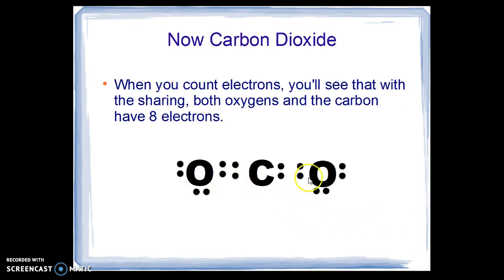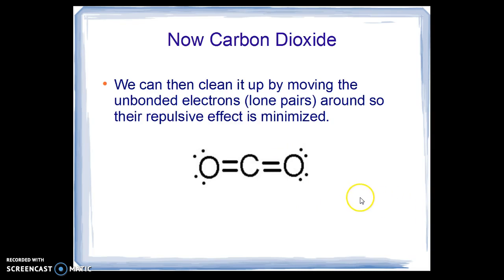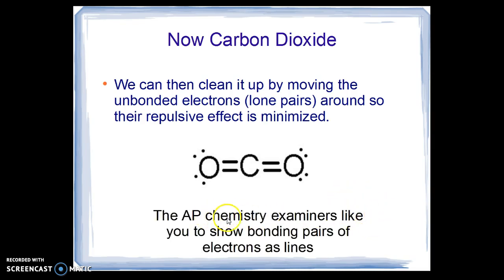And we see now we have 8 electrons around the carbon and 8 electrons around each of the oxygen atoms. We have the octet. We then clean it up by moving the unbonded electrons around so the repulsive effect is minimized, and the AP Chemistry examiners like you to show bonding pairs as lines rather than as the 2 dots. So because these are bonding orbitals, you show the electron pairs as lines, not as 2 dots. These, however, are lone pairs. The lone pairs are still shown as dots.